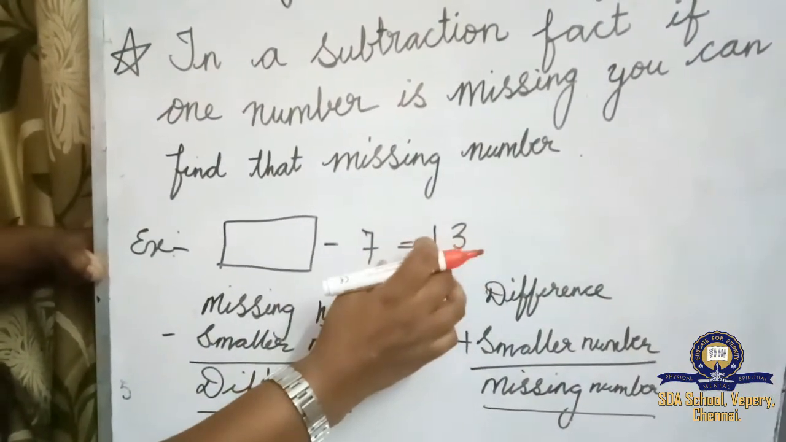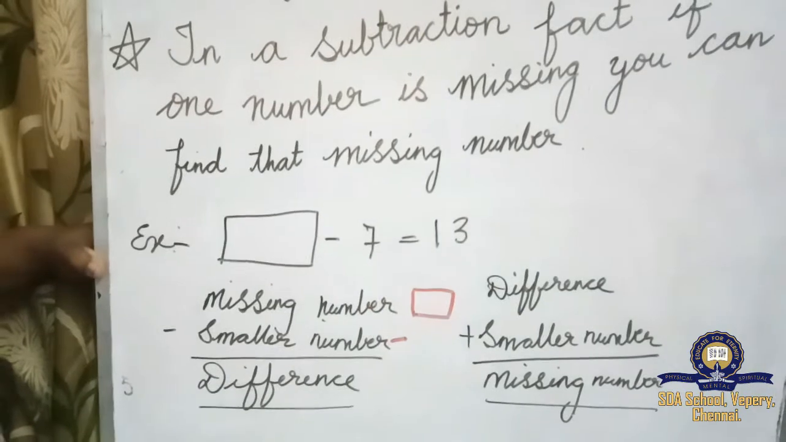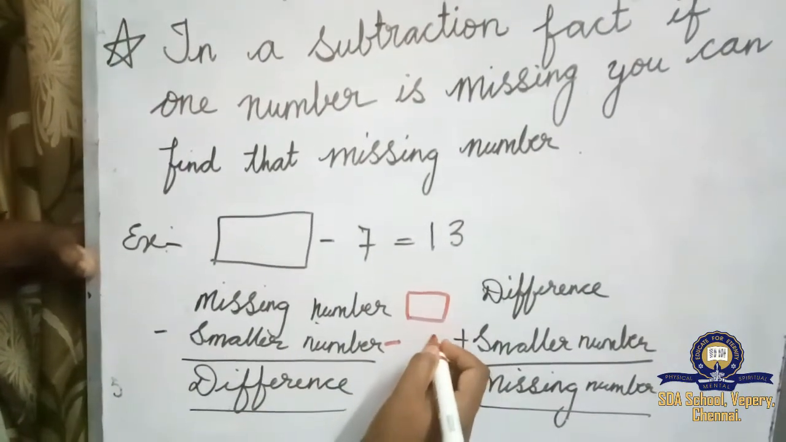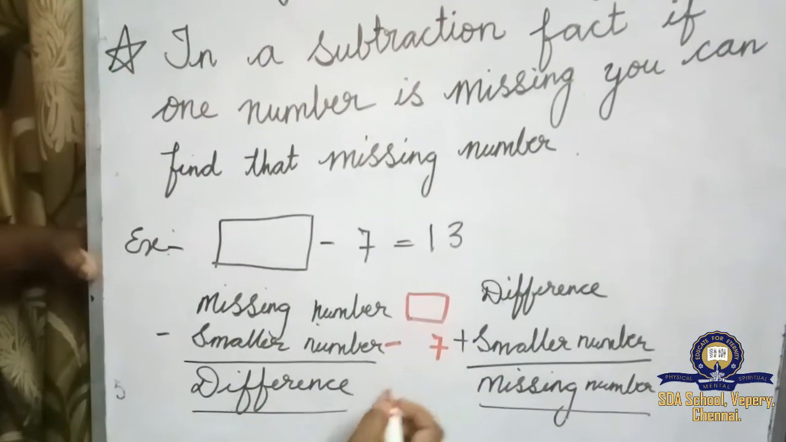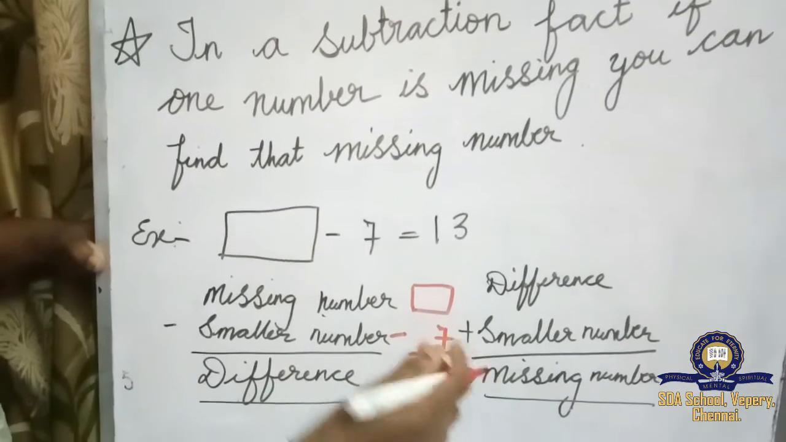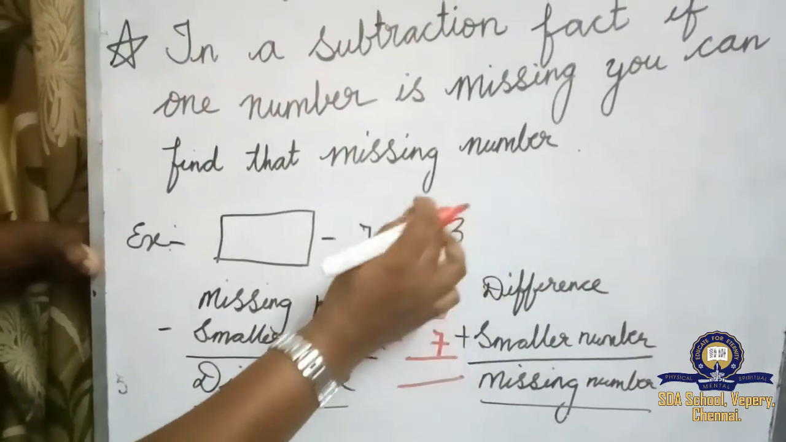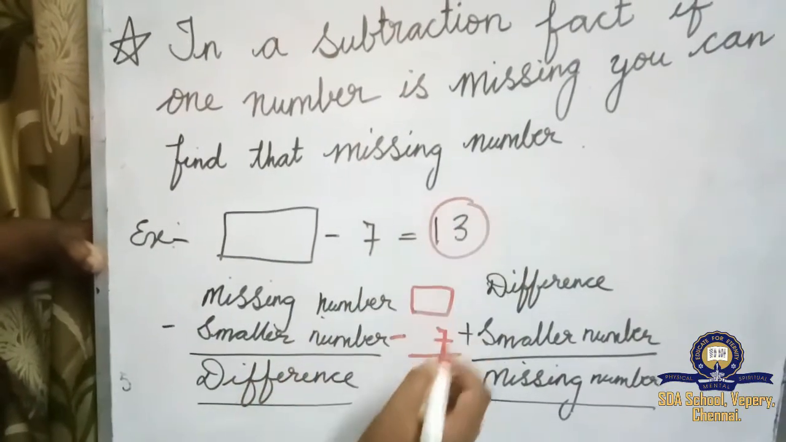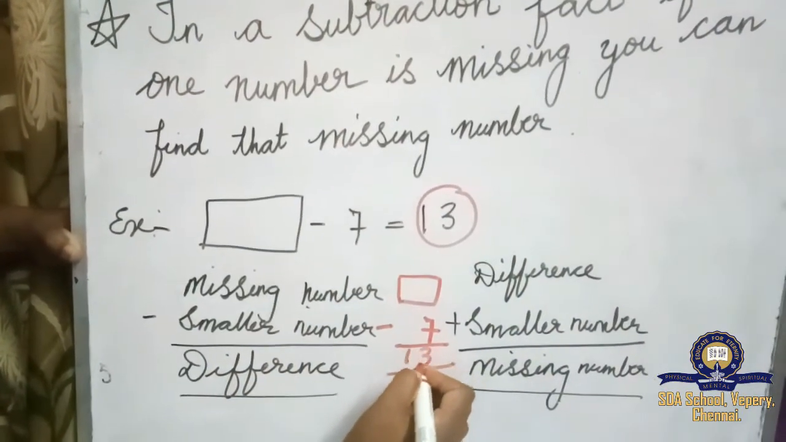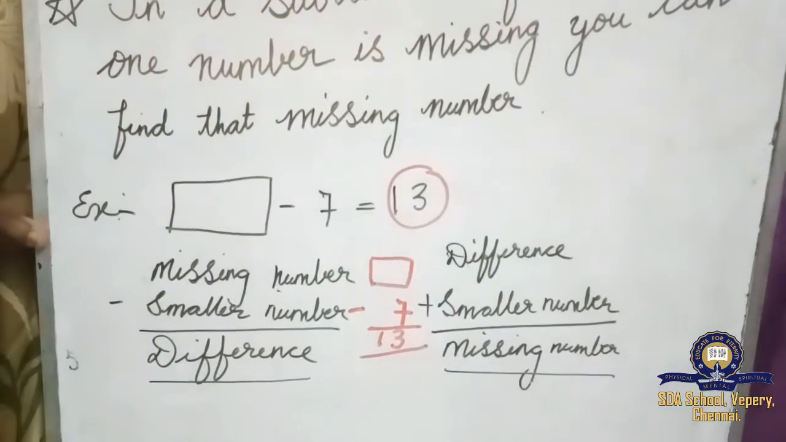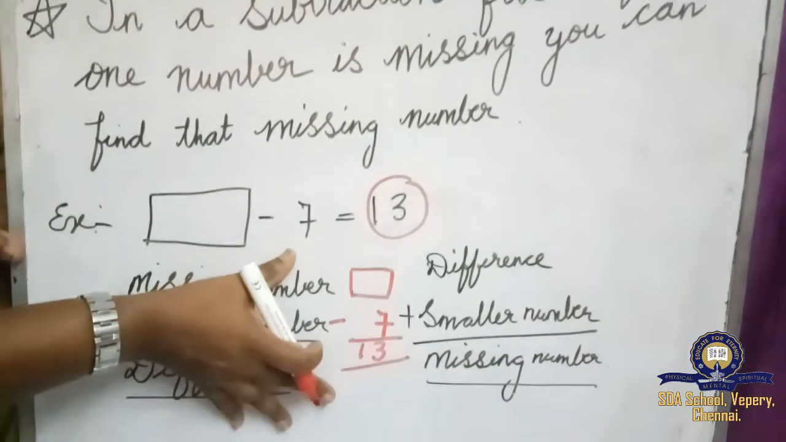If you compare both, which is the smaller number? Yes, 7. You have to get the answer. Box minus 7 is the answer. This is the difference. You get 13. 13 they have already given. Children, did you understand this concept?